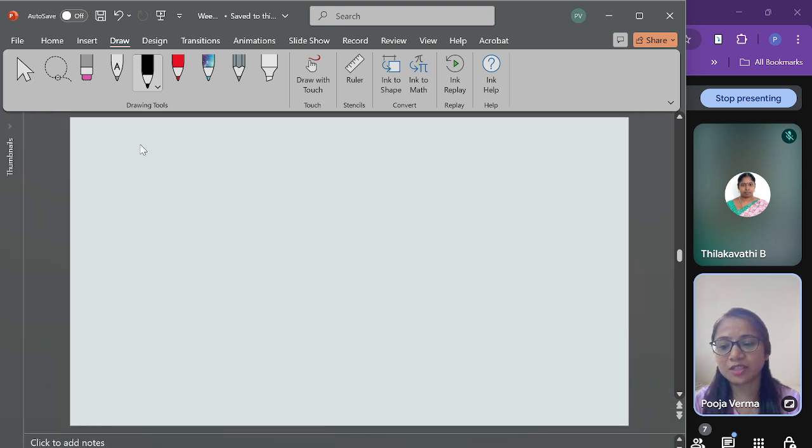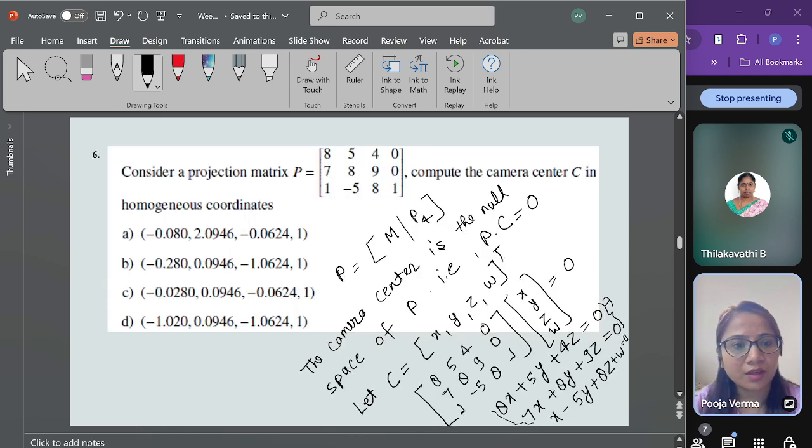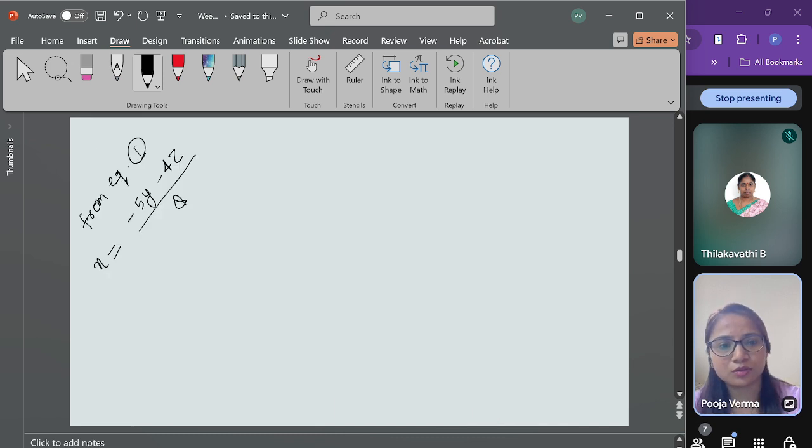Okay, so we have got three equations. From equation 1, we can rewrite it in this form: x is equal to minus 5y minus 4z divided by 8, because the first equation is 8x plus 5y plus 4z. So 8x is equal to minus 5y minus 4z, right? Now if you solve it further, you will get x equal to minus 5y minus 4z divided by 8. Let's say it is equation 4.